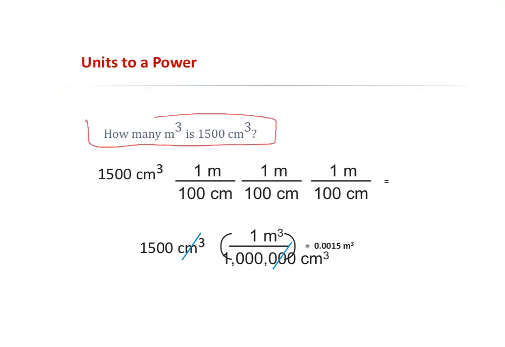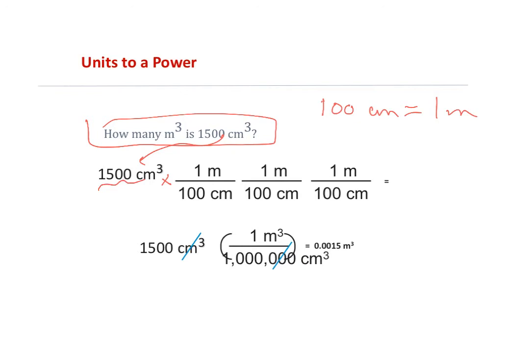How many cubic meters is 1,500 cubic centimeters? What happened to my little multiplication? Start with the given information, 1,500 cubic centimeters. Now, there are 100 centimeters in 1 meter. That is such a simple conversion. Those simple conversions you need to commit to memory, okay?